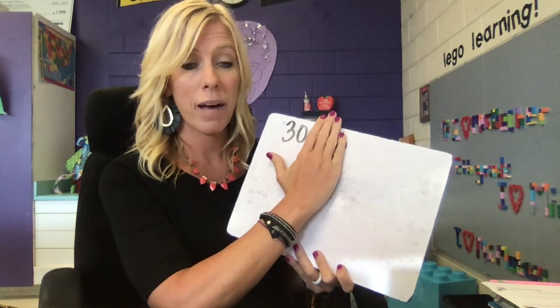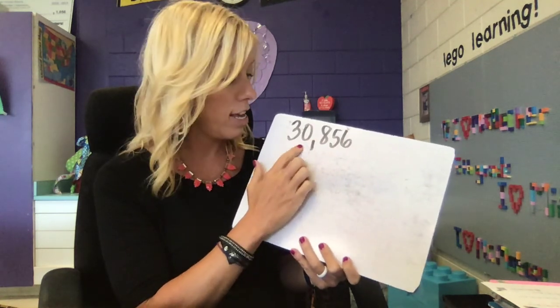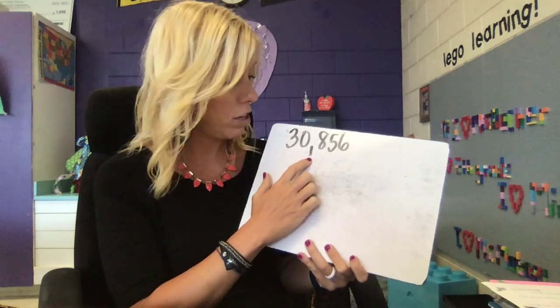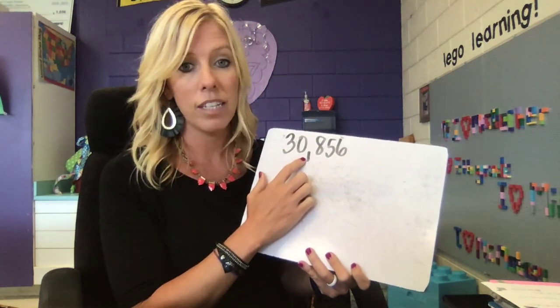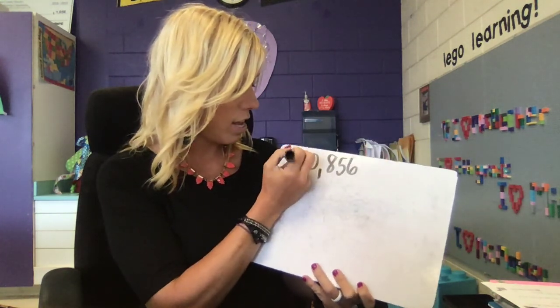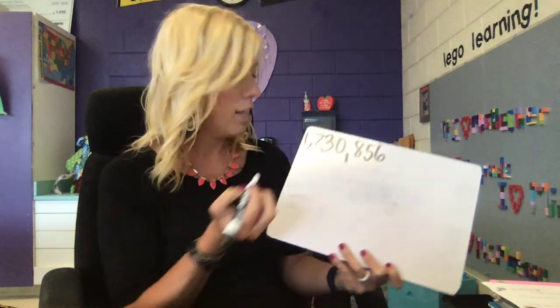So how I always remember this is when we see a comma, you say that number how you normally would if it's by itself. So 30, the comma stands for something. In this case, there's only one comma, so this is 1,000. Okay, let's pretend we had this number.